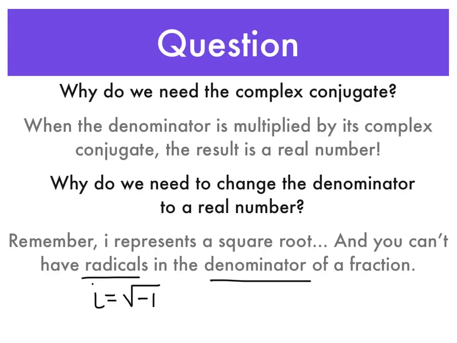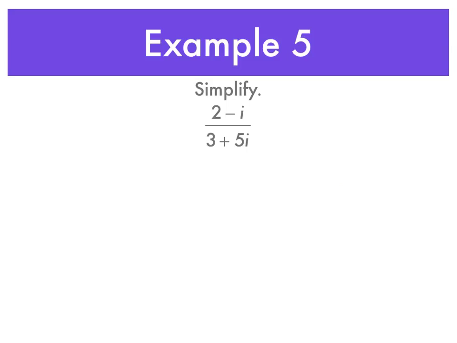So if you've got a fraction set up and there's an i on the bottom, you can't leave your answer like that. You have to get rid of the i on the bottom. And the way we get rid of the i on the bottom is with this complex conjugate. So for example, take a look at this one. This is a fraction, and notice that there's an i in the denominator. That's the problem right there.